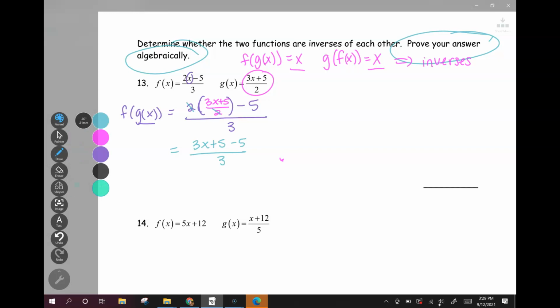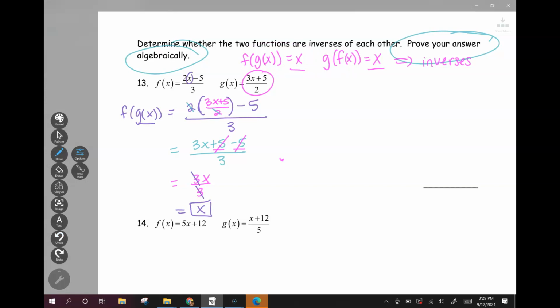Now notice you've got plus 5 minus 5. Cancel. 5 minus 5 is 0. All right, and then I've got 3 divided by 3. That's 1, so those also go away. And that leaves you with x. Okay, that's exactly what we wanted to happen. That is step 1 right here. F of g of x needs to come out to x.